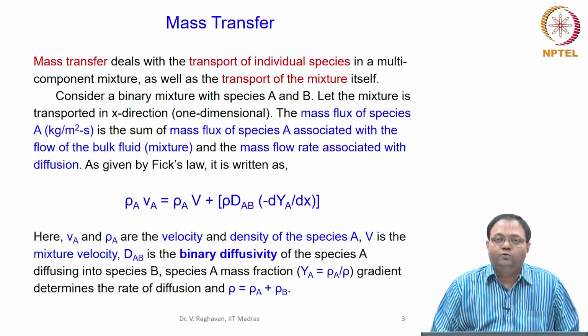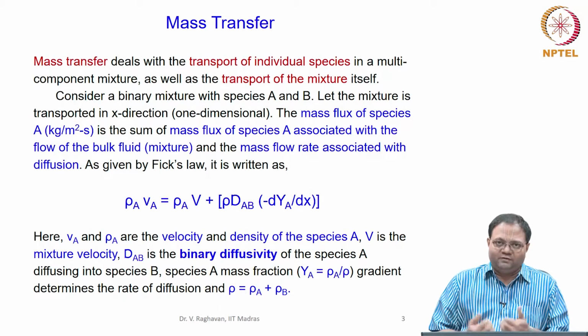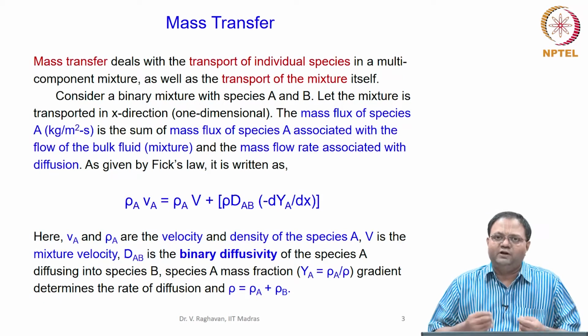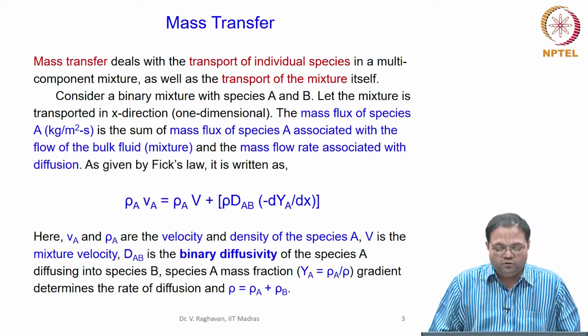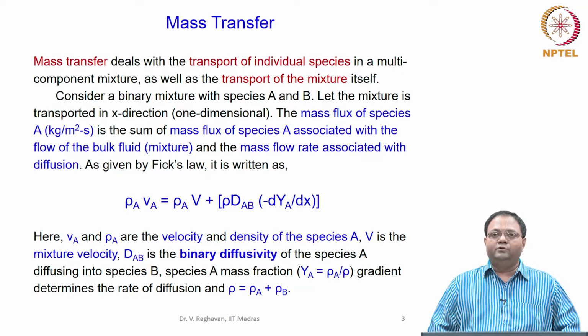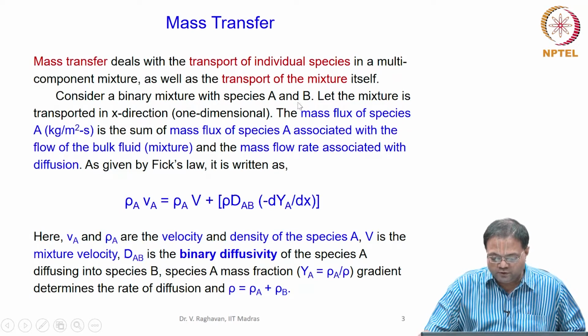Unlike a single component, for example, a flow of oxygen or nitrogen individually, a mixture and how it flows needs some additional aspects to be covered. That is what we are going to see in this. Let us take a simple case of a binary mixture: two species contribute to that, species A and species B.